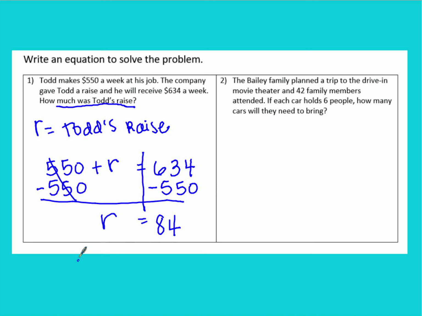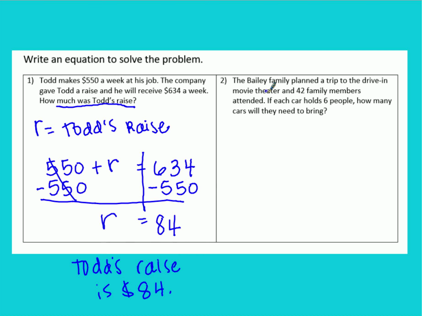So that would mean that Todd's raise is $84. And you could go back and check that by plugging in 84 where R was. 550 plus 84 would get you 634. So that makes a true statement.